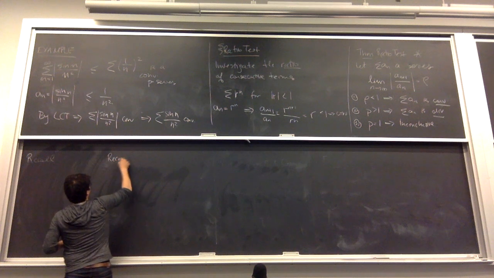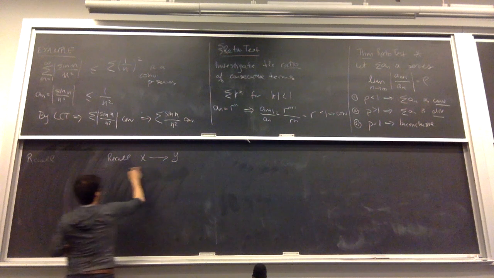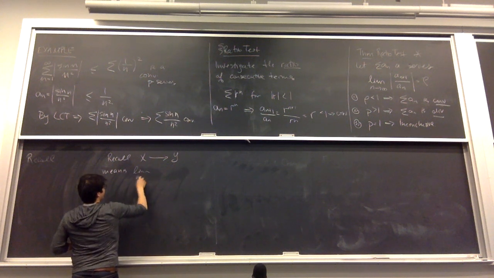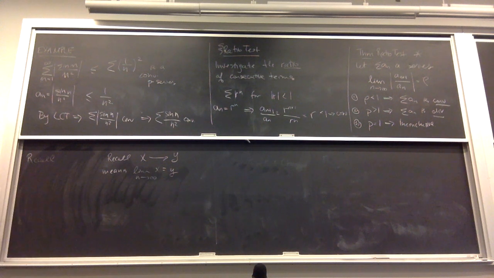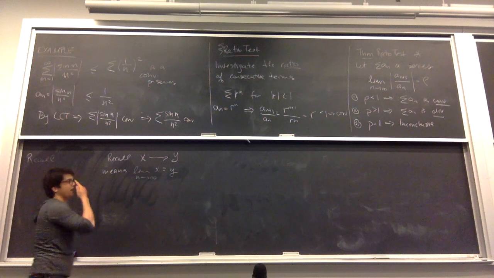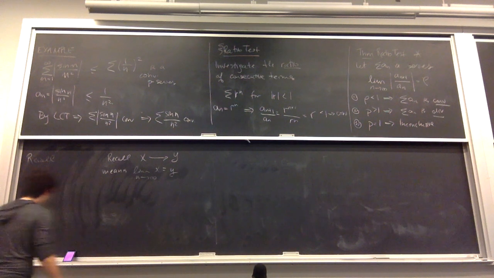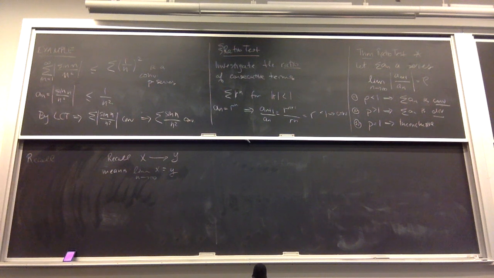Recall, if I write this, x_n goes to y, I've exaggerated that arrow. This means the limit as n goes to infinity of x_n is equal to y. This is just a simpler notation to say this is going to that. In the notes, I have a proof of this, but I'm going to skip it, because I want to focus on actually applying the tool rather than why the tool works. But if you're interested in why it works, take a look in the notes.